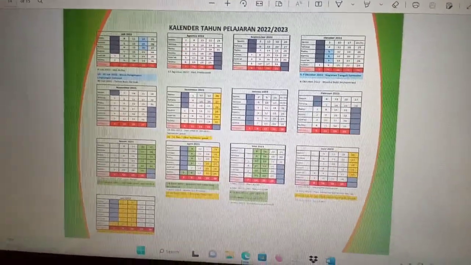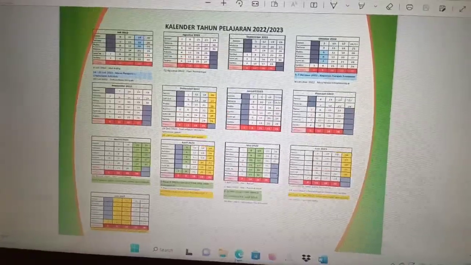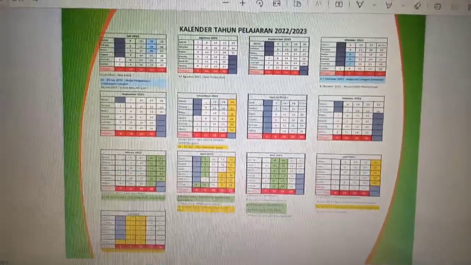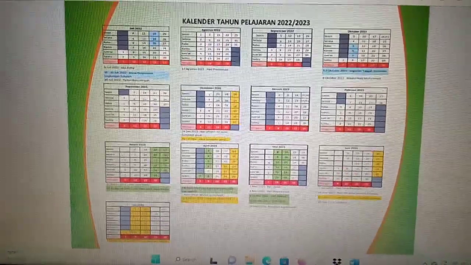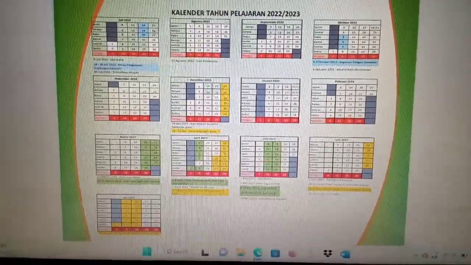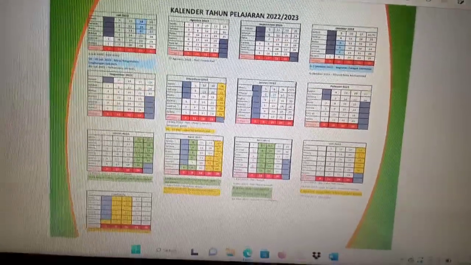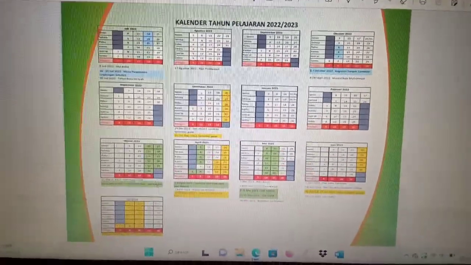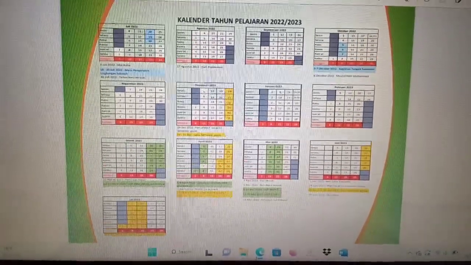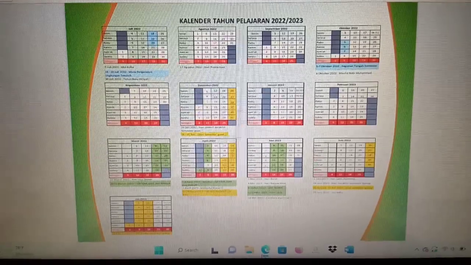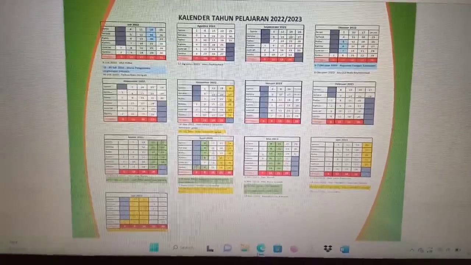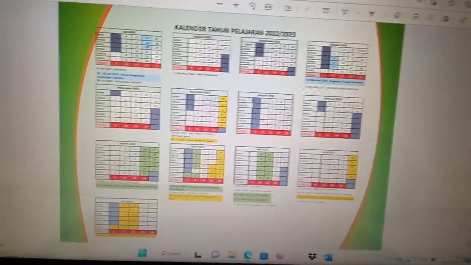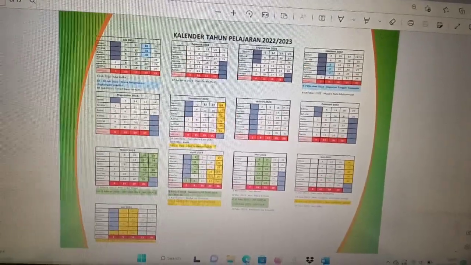Today we are going to talk about how to count the effective weeks and the ineffective weeks in the educational calendar, according to the educational calendar of the East Java province. As you can see here, I have prepared the educational calendar from East Java province. So let us see how we count the effective weeks and the ineffective weeks.